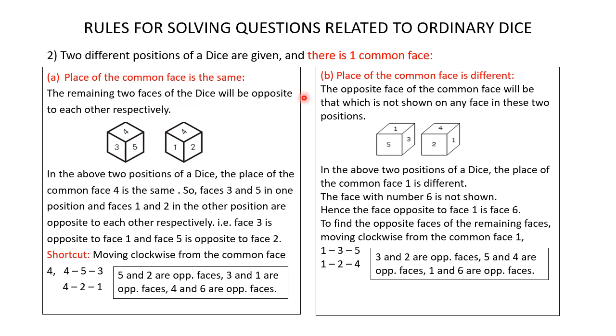Now, instead of remembering all these rules, it is easiest to find the opposite faces using the shortcut method. Whenever two different positions of a dice are given and there is one common face, whether the place of the common face is the same or different, use the shortcut method to find the opposite faces. The shortcut method involves fixing the common face and moving clockwise from the common face and then finding the opposite faces. So whenever you have to solve questions where you have to find opposite faces when two different positions of a dice are given and there is one common face, just use the shortcut method.